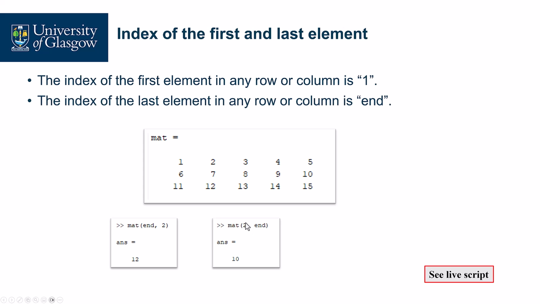Another one, now we put 2 at the first place and end at the second place. So this means what? We want the second row and the last column. So second row is here, last column is here. Right, so this is 10. The third one, we put mat end, end. This means what? The last row, the last column. So the 15 is here. Right.